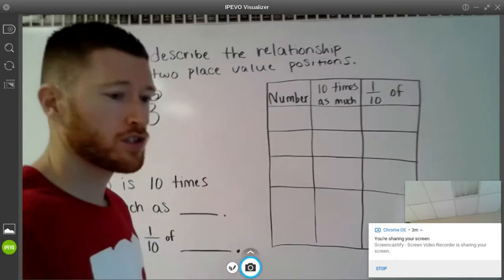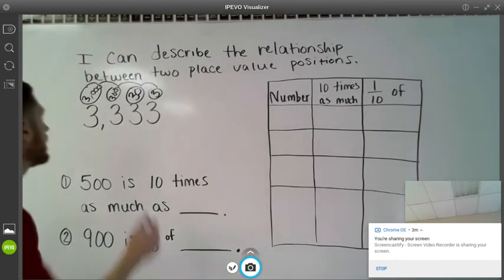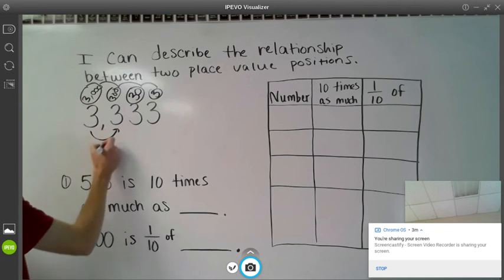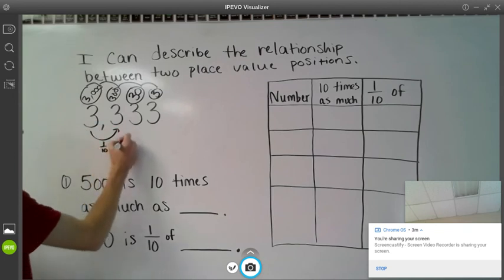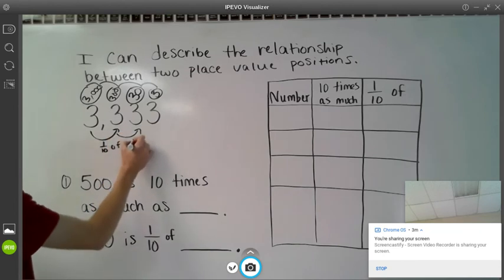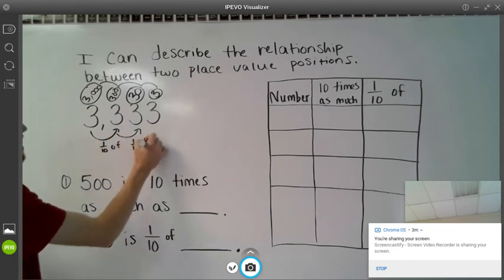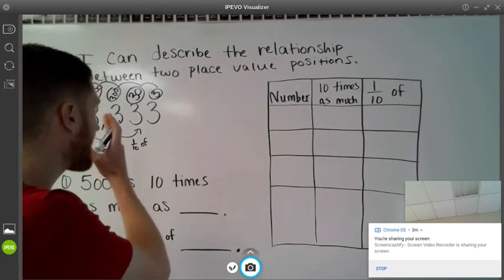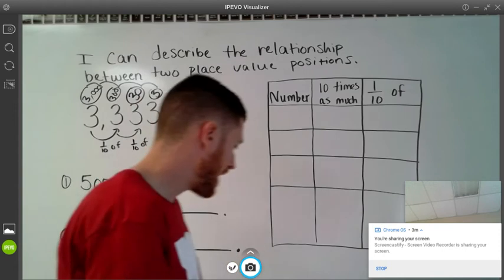But now let's work to the right. This 300 is 1/10 of 3,000. This 30 is 1/10 of 300. And this 3 is 1/10 of 30. So we're working to the right, and it's 1/10 of.